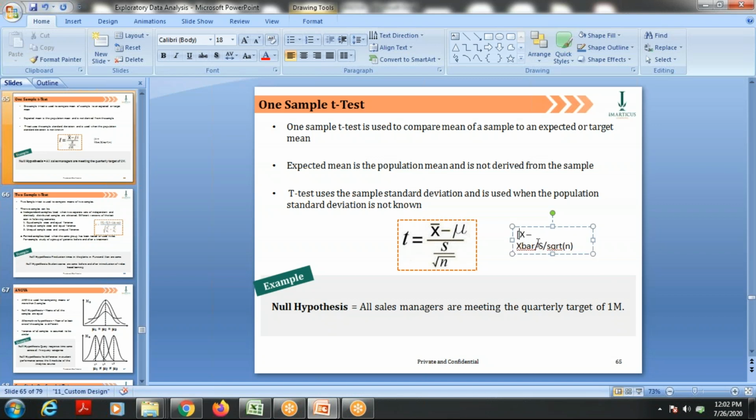Wait, remember this one, that will make the entire learning better. Got it? So I'm just going to overshadow it.